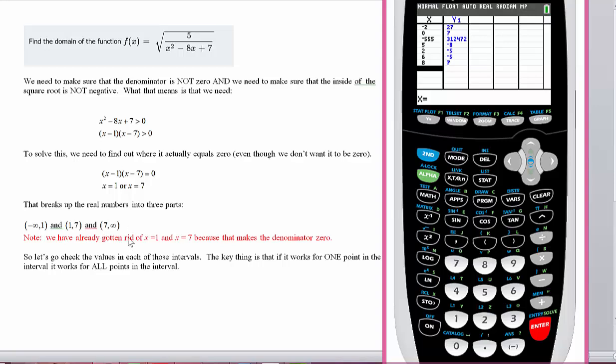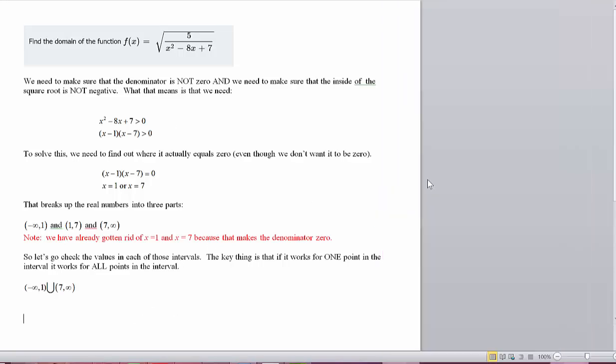So we already know that this third interval is going to be okay, but just to point out, we could do 99. That's a larger thing in that interval, and that's also positive. So the answer that we want is this negative infinity to 1 union 7 to infinity. We did not want that middle interval.